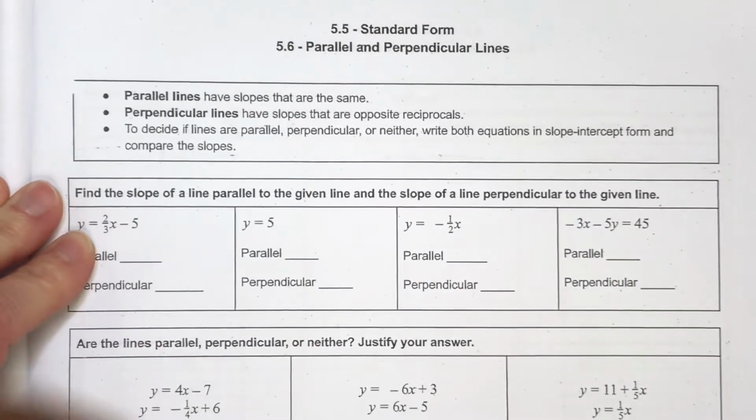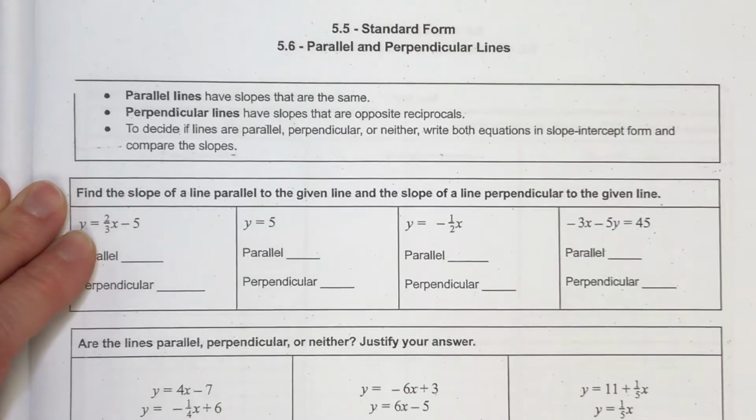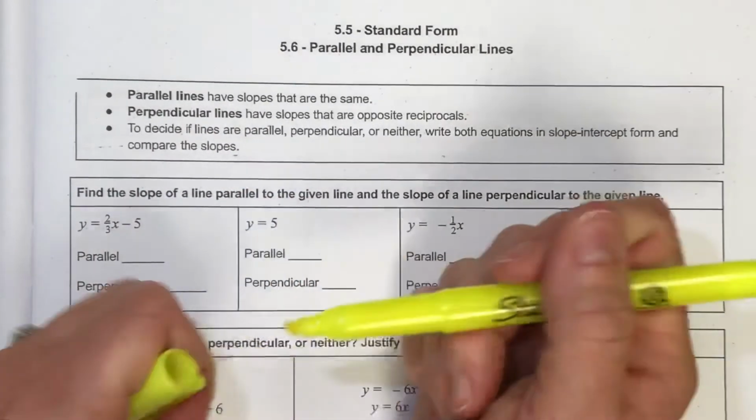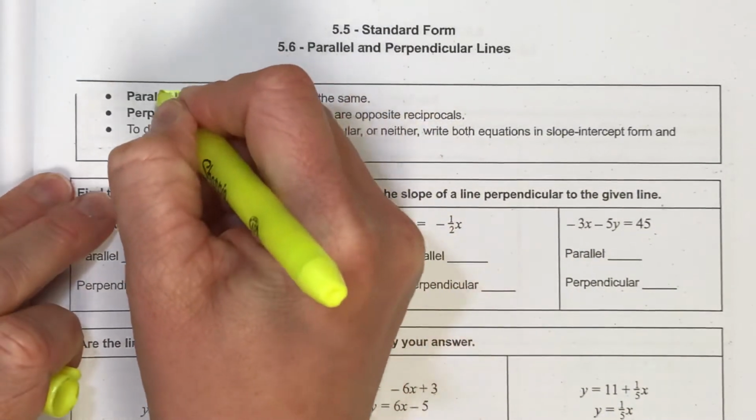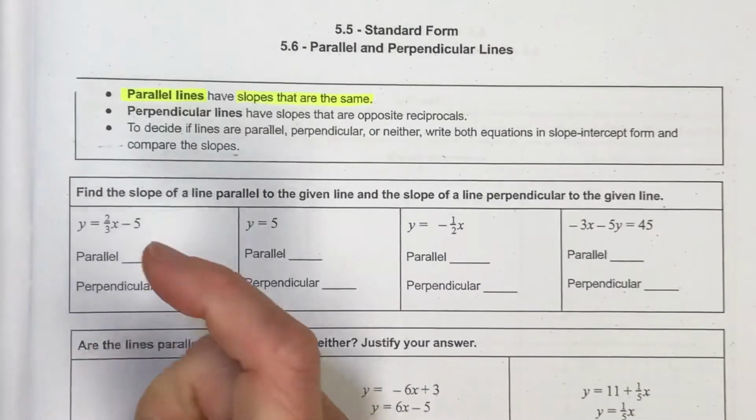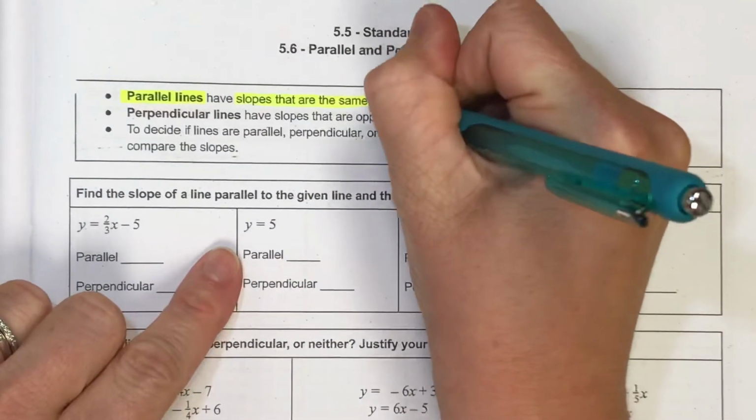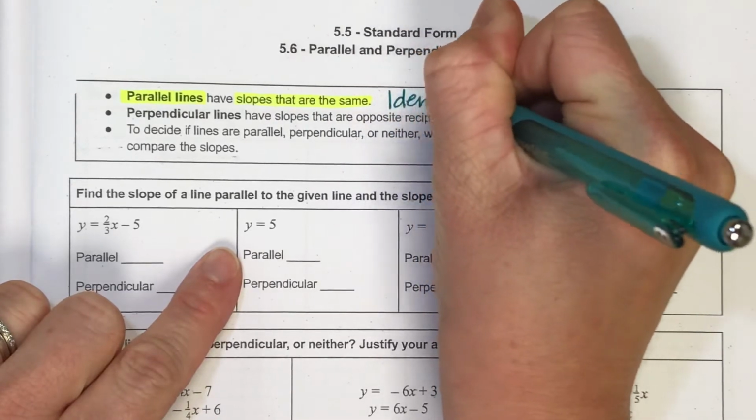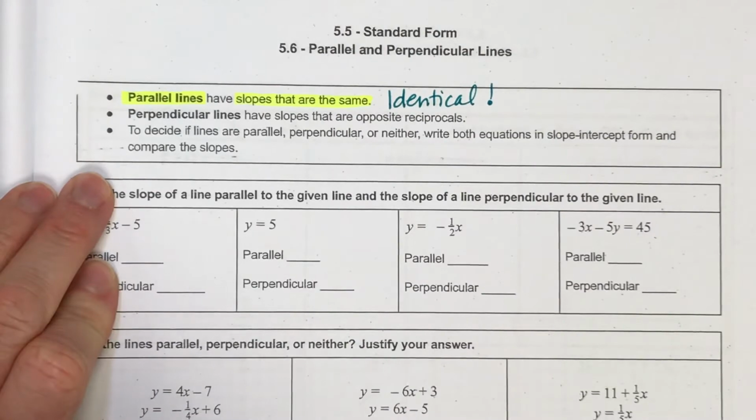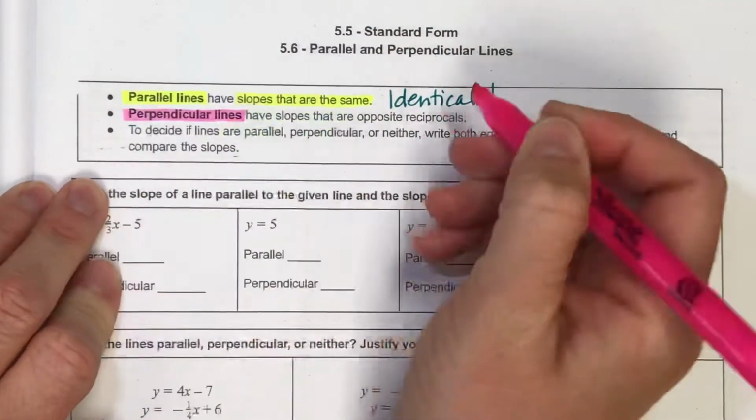In this video, I'm going to talk to you about parallel and perpendicular lines, and I just want to cover a couple vocab words before we begin. First, parallel lines have the same slope, meaning whatever that number or fraction is, it would be identical. Exactly the same slope.